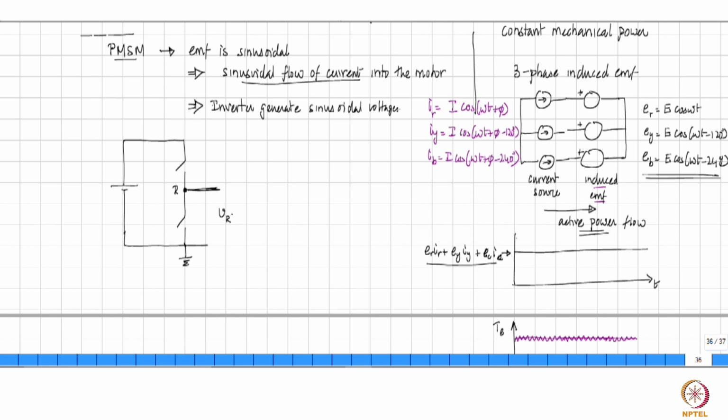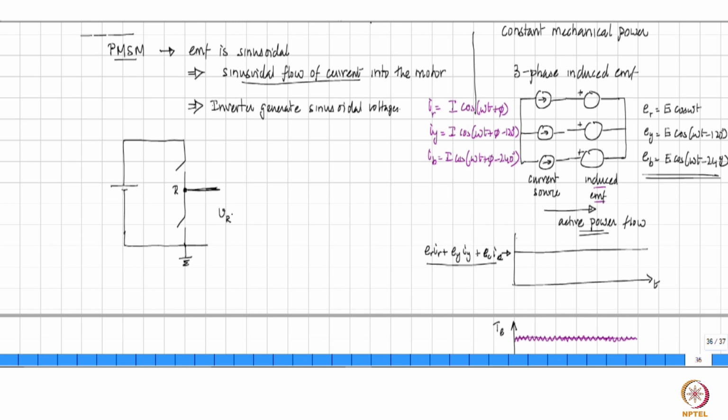The switches have to be operated necessarily so that either this switch is on or this switch is on. You cannot have both switches on at any given instant of time, because that will short circuit the source. You can of course have a situation where both switches are off, nothing will go wrong. But if you leave both switches off, then you don't know what this potential is. So nobody operates it like that.